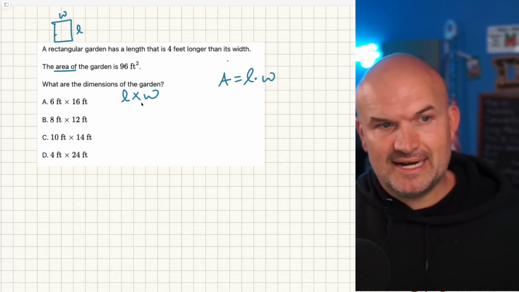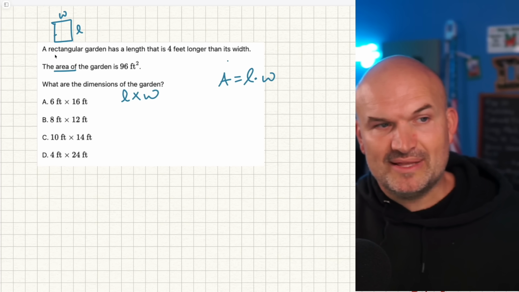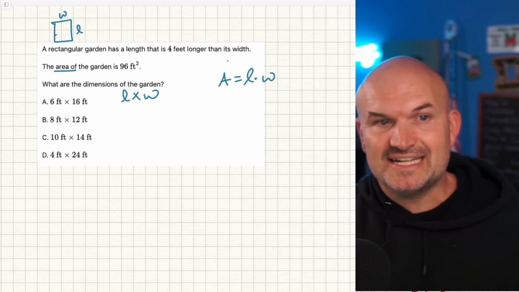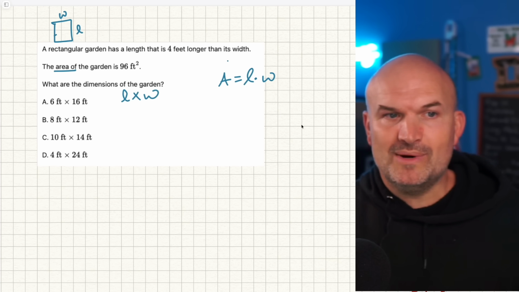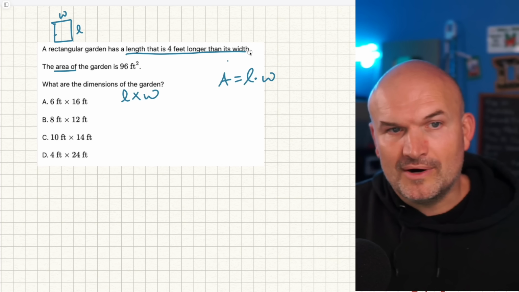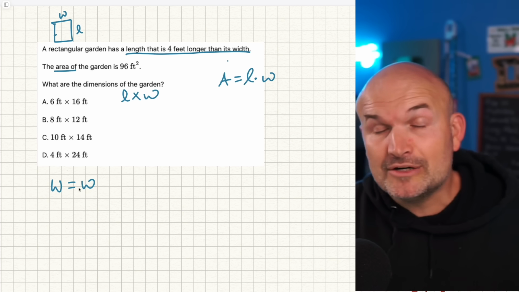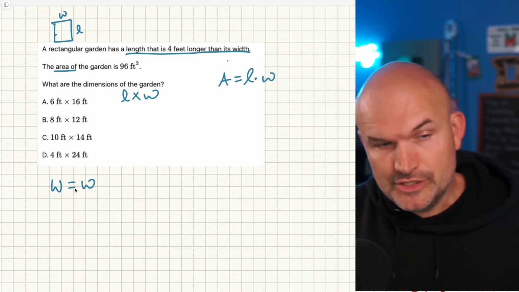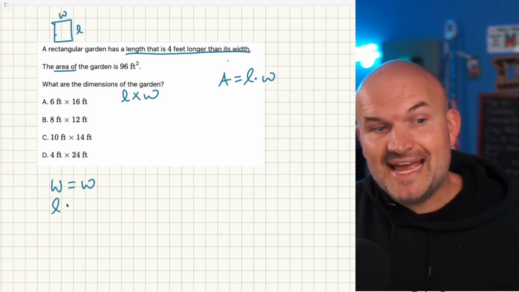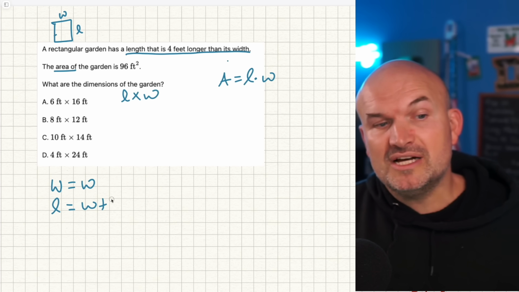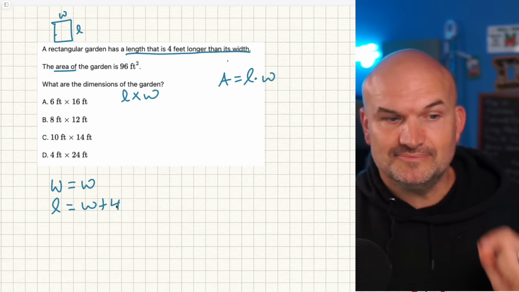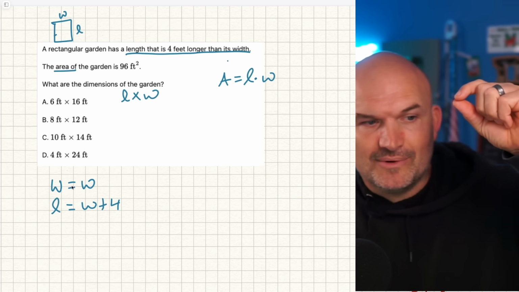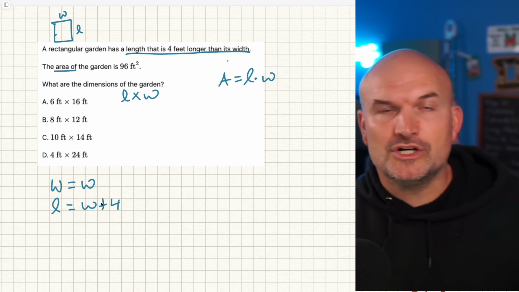But here's something I recognize when I read that first sentence. A rectangle garden has a length that is 4 feet longer than the width. See, we're talking about the length in terms of the width. This is very important. So I'm going to say W is going to equal W. I don't know what that width is, right? That is our unknown. But what I do know is my length is going to be W plus 4, because the length is 4 feet longer than the width. So now I can write the length and the width all in terms of the width.